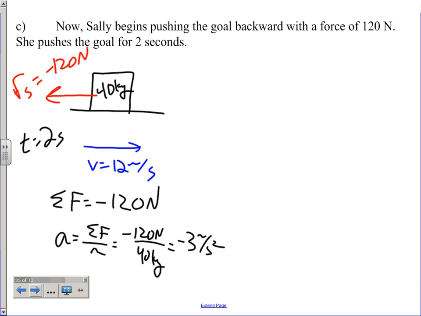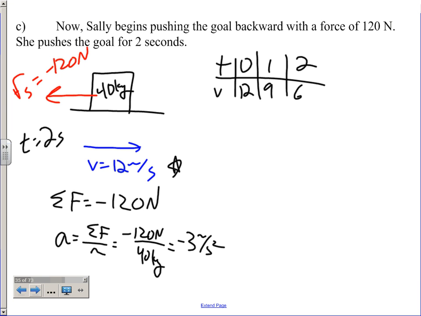So we could either make a chart, which I guess is fine, right? Time, velocity, 0, 1, 2. The velocity begins at 12 meters a second, but then it's going to decrease by 3. So 9, 6 meters a second, right?